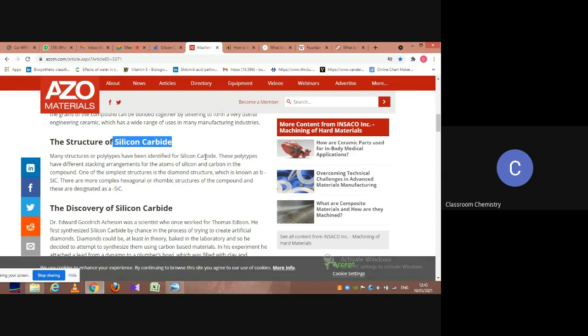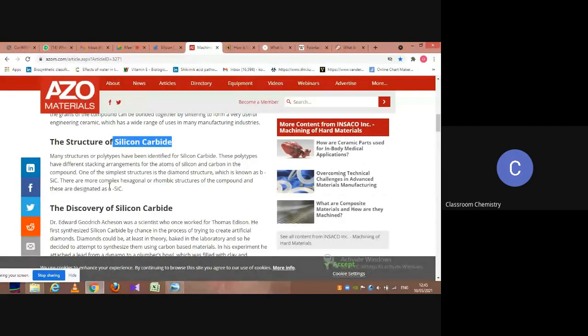So these silicons and carbons are arranged in many ways. That's why we have many structures or polytypes. Okay, one of the simplest structures is the diamond structure, which is known as the BSIC. Okay, its structure is like the diamond one.